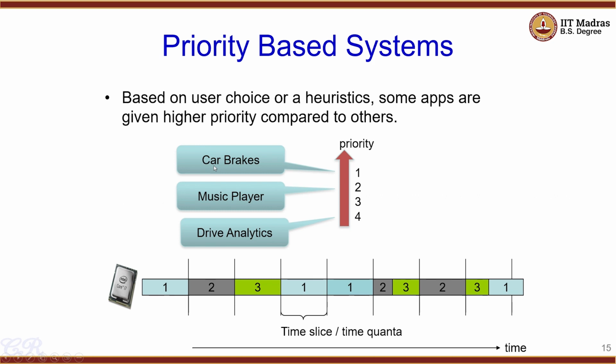The car braking should be given the highest priority compared to the other two, right, in this particular example. Therefore here, as we see, you would actually see that the car braking application, that is app 1, is given more priority and executes more often in this particular example than the other applications.